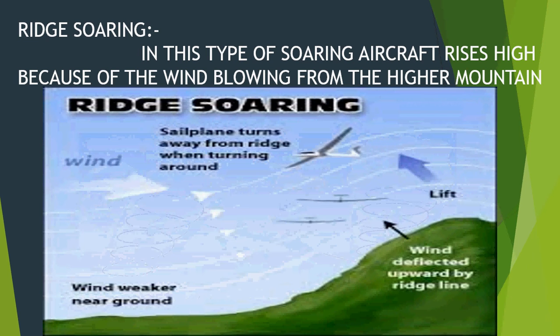Now the other one is ridge soaring. In this type of soaring, the aircraft rises high because of the wind blowing from the higher mountain. You may see in the picture how an aircraft takes support from the wind flowing from the higher mountain and rises up.